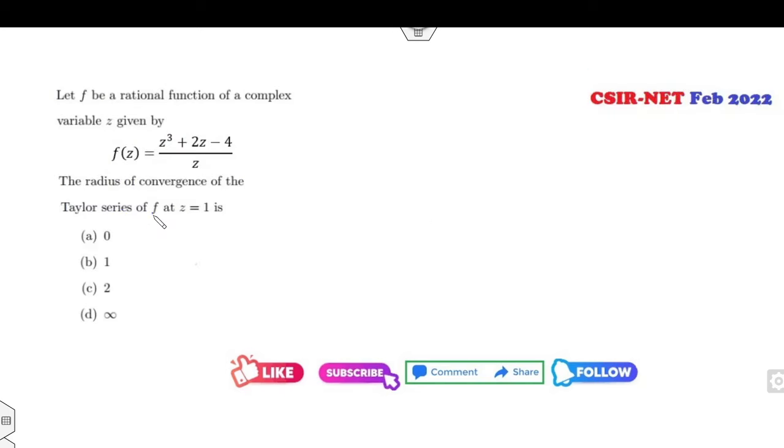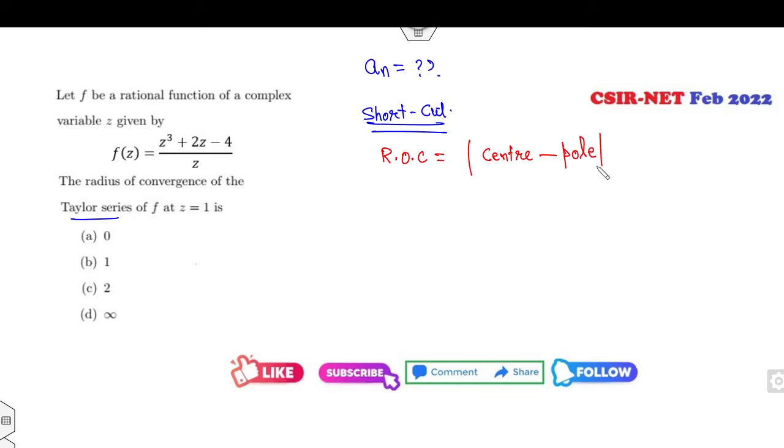Okay, look at this another one. f is a rational function of the complex variable, then find the radius of convergence of the Taylor series. Shortcut trick: firstly, in this case, do you have the a_n? No. Fine. You don't have the a_n, so how can you find the radius of convergence? The radius of convergence is my center minus the pole. What is the center?